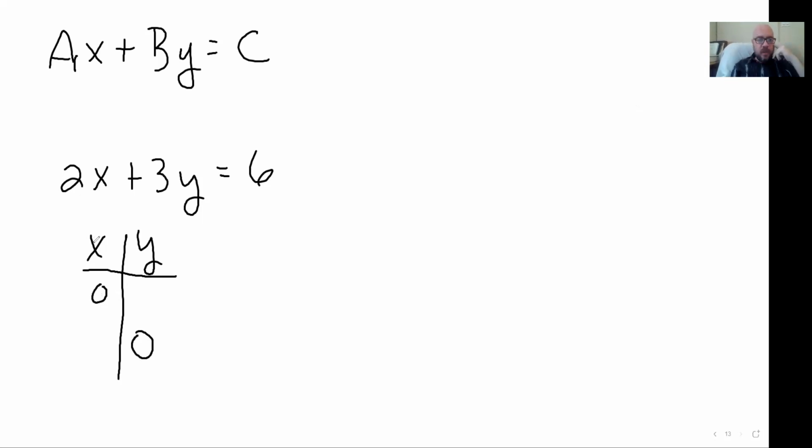Here you go. If x is 0, then when I plug in 0 for x, 2 times 0 is 0, so I can essentially just ignore that term. Then all I have to do is solve 3y equals 6. That's easy. I just divide both sides by 3, so y equals 2. Then I do the same thing with y. Let y be 0. This term goes to 0, and you get 2x equals 6, so x is 3. I have 2 points. That's all I need.